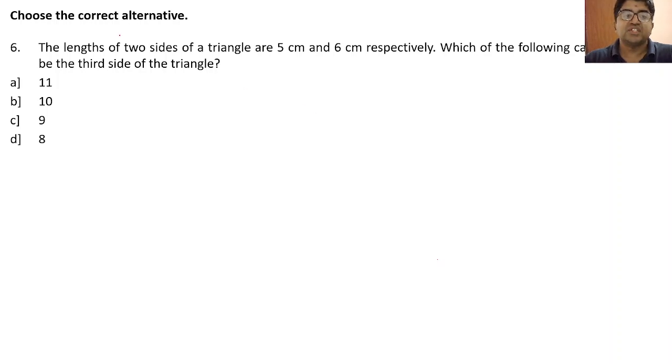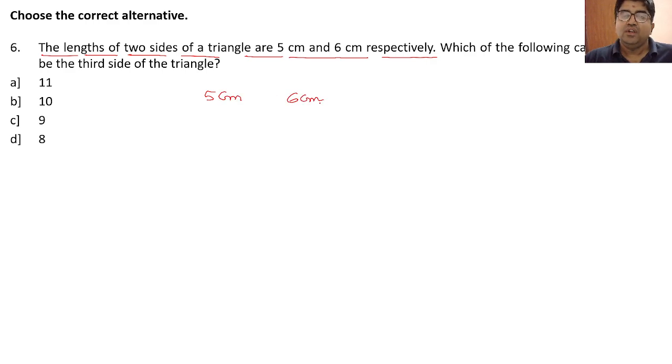Take a look at this question. It is given the lengths of two sides of a triangle, 5 centimeters and 6 centimeters respectively. Which of the following cannot be the third side of a triangle? That's the question. If two sides are given, you can see that here it is given as 5 centimeters and 6 centimeters, right?